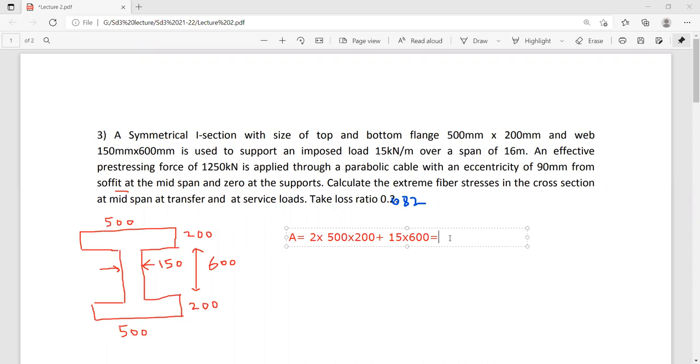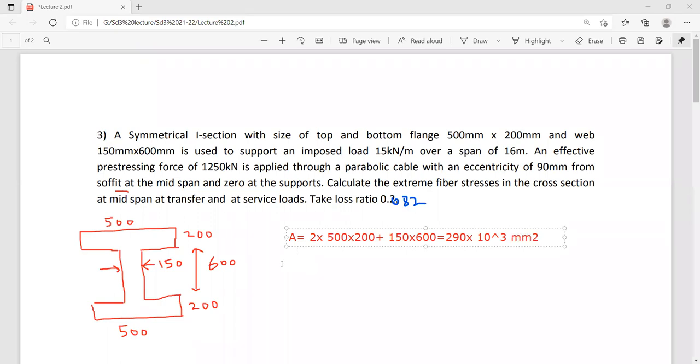Tell me, how much is the cross-sectional area? 2 into 500 into 200 plus 150 into 600. So how much is this? Has anybody done the calculation? 290 into 10 raised to 3 mm square. Okay, so you got the cross-sectional area of the beam.